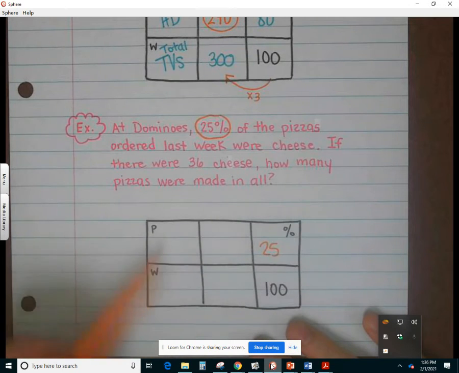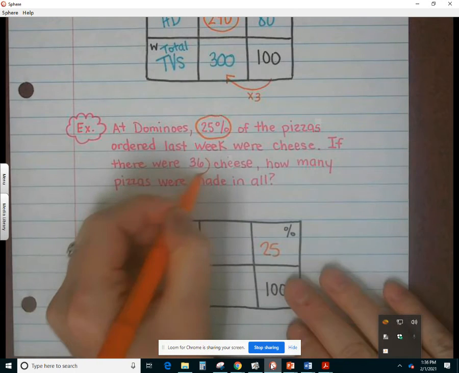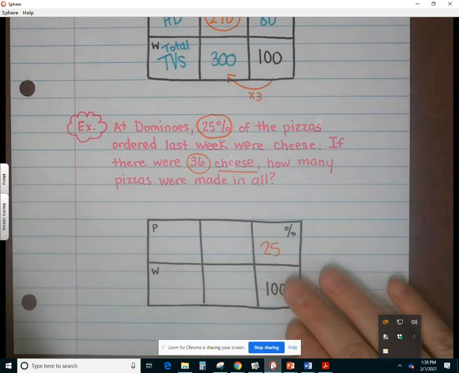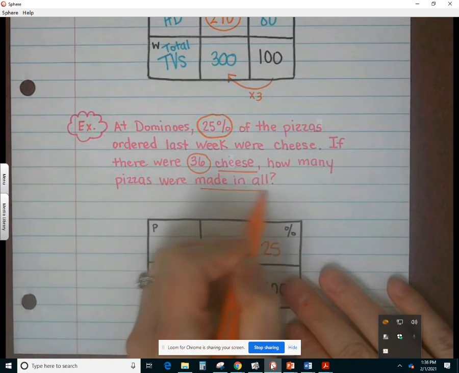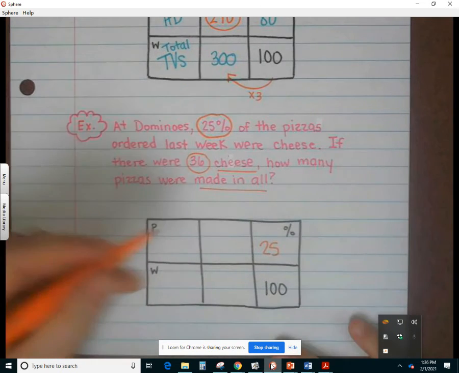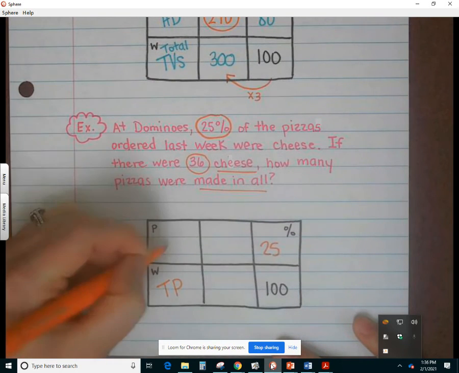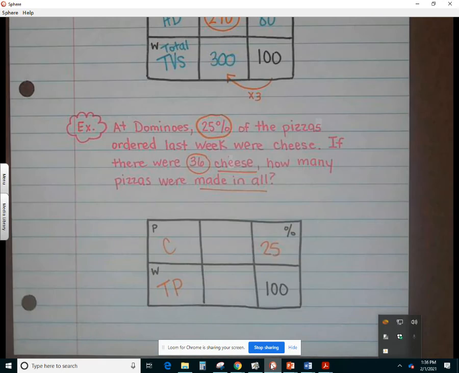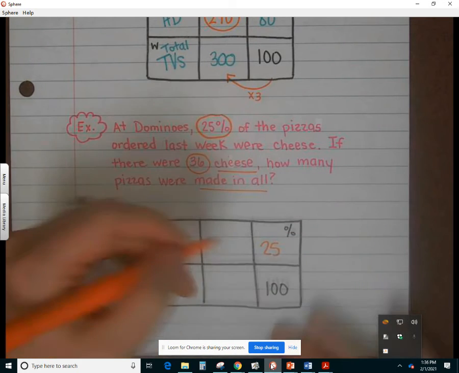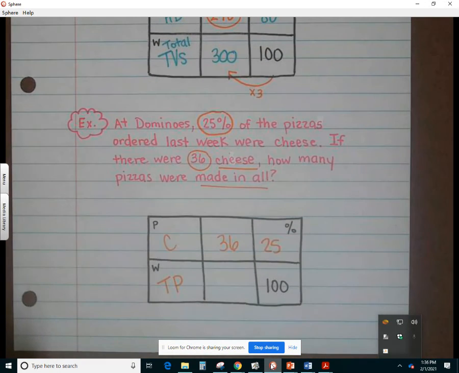We need to know where it goes, so we need to label. So we know there were 36 cheese pizzas, and we want to know how many in all. In all is another word for total, and total is the whole thing, right? So that tells us we don't know this. This is total pizzas. And then some of those pizzas were cheese. Okay, so if 36 of them were cheese, we want to know how many total pizzas.